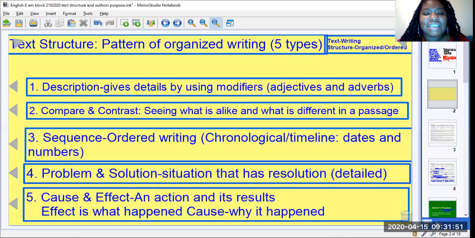So remember, cause and effect is an action and the results. The effect is what happened. What happened was my child got in a fight. Why did my child get into a fight? Because he was being picked on. And as a parent, we all know someone or maybe even been in that scenario ourselves, or even growing up, you may have been the one that was in the fight. So you can relate to the example.